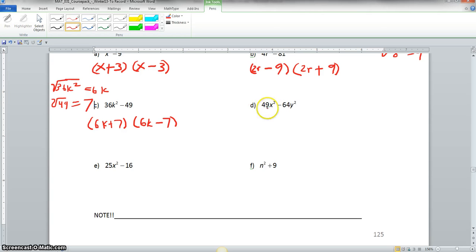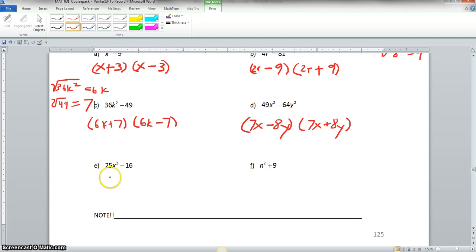Now we come here. Now we already know we did the square root of 49 before, and we know the square root of x squared is x. Square root of 64 we know is 8, and the square root of y squared is y. So we know that these are the difference of two squares. So we will have 7x minus 8y and 7x plus 8y.